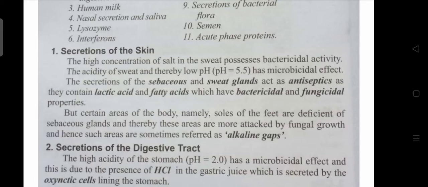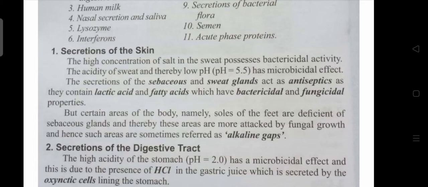The sweat secreted by our skin is higher in salt concentration, with a low pH, that is 5.5. It is slightly acidic in nature, which has microbicidal activity. The secretions of the sebaceous and sweat glands act as antiseptics because they contain lactic acid as well as fatty acids, which have bactericidal and fungicidal properties.